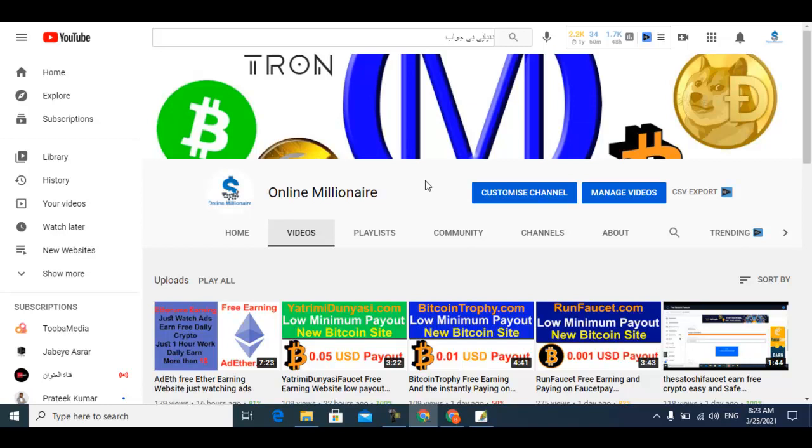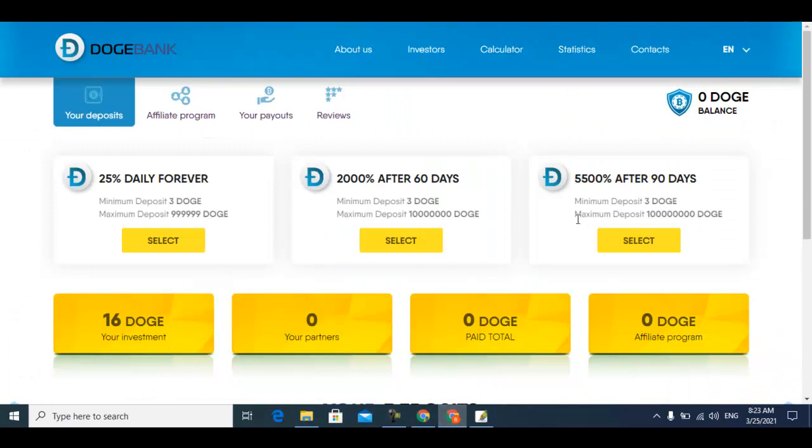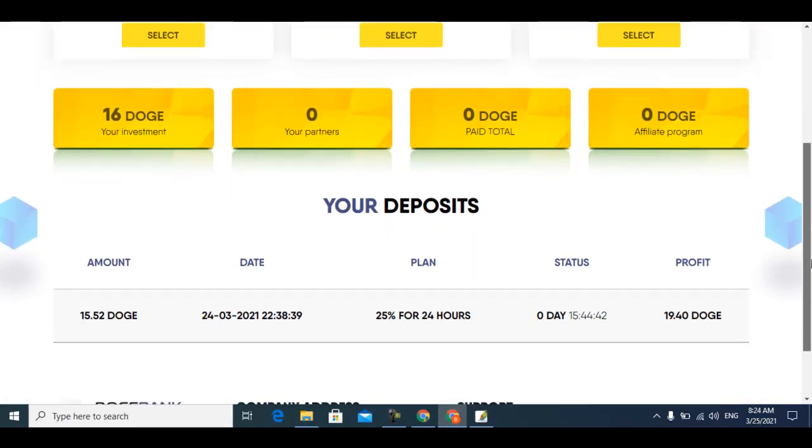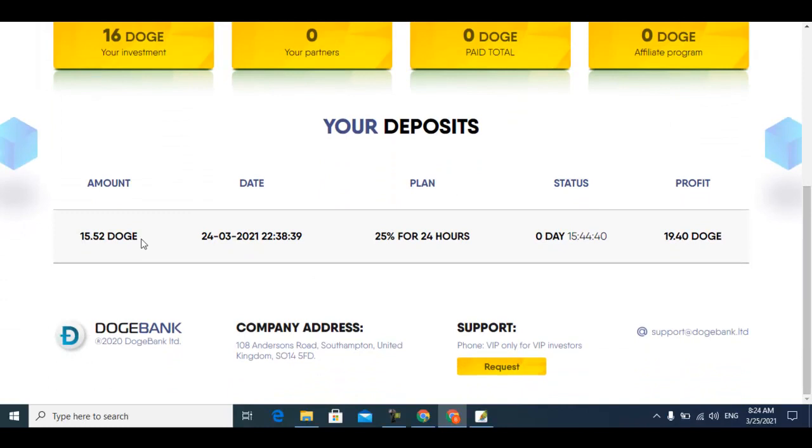You can invest your money in that website, and after 24 hours it will pay you 25%. Okay, and this is the website. The website link is available in the description. You can see I invested my 50.52 Doge in here. After 24 hours it will pay me this much Dogecoin.